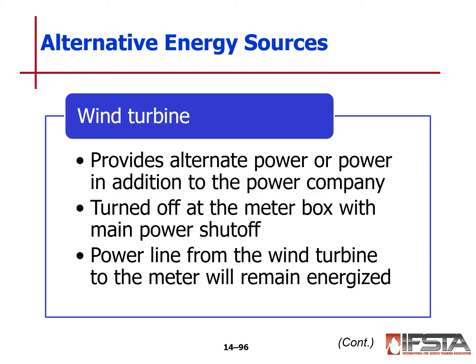Wind turbines are another alternative source of energy. These provide alternate power or power in addition to the power company. Turned off at the meter box with the main power shut off. If they're wired correctly, they should have a main power shut off. The power line from the wind turbine to the meter then will remain energized.